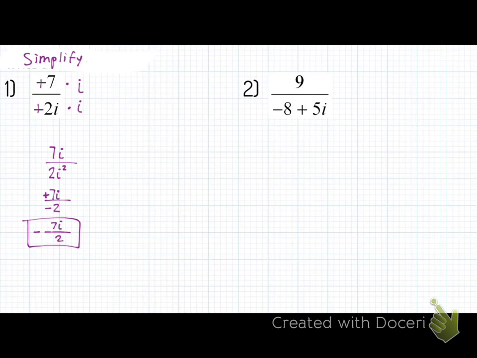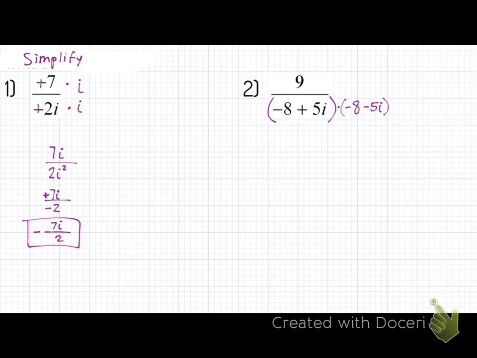Okay, so number 2 now. We got 9 over negative 8 plus 5i. So this whole denominator has its own set of parentheses. We don't like this i here. So conjugate. Turn to your neighbor and describe what you think the conjugate for this one is. What's the conjugate, everyone? Nope. The same first term, negative 8. And then we got 5i, and we're going to put a minus sign there because the middle term is plus. That's the conjugate. In case you didn't get it, that's it.